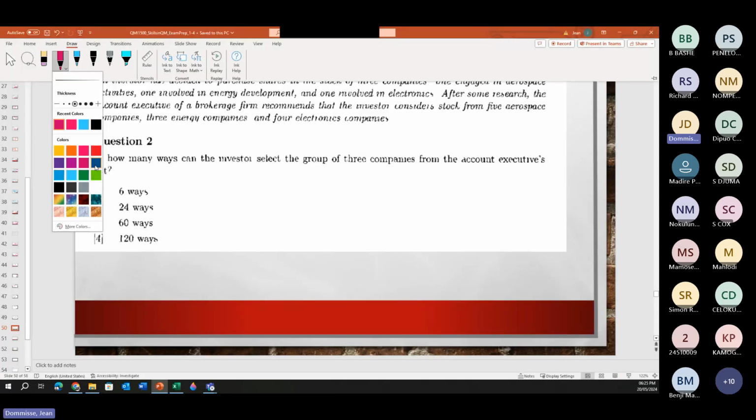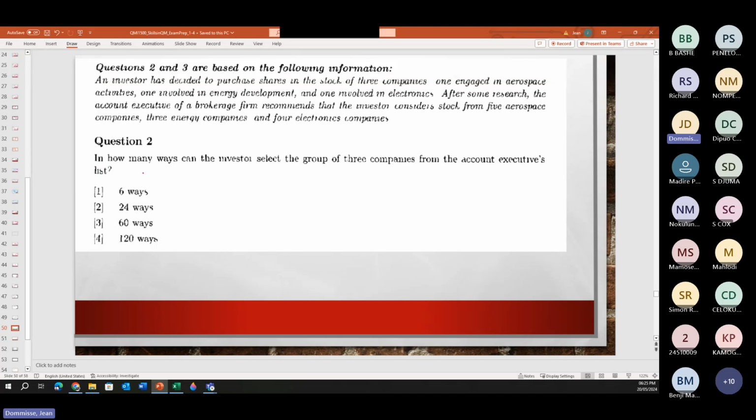Okay, so what we are working with here is permutations and combinations. So which one would you have gone for? Combination or permutation?